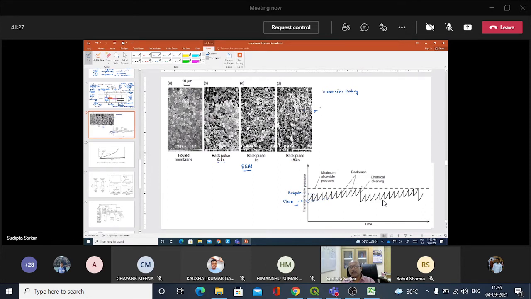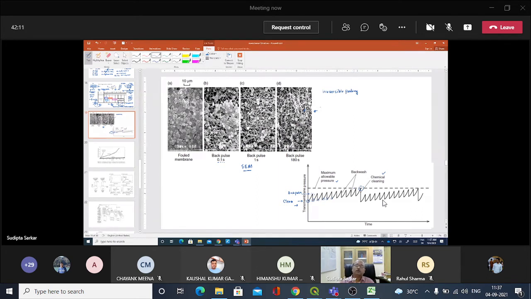and at some point of time your fouled membrane resistance or transmembrane pressure is touching your maximum allowable pressure. So at this point you understand that the next cycle when we run, the cycle length will be lower and our membrane will not be serviceable any longer. So at this point of time, you try to do what is called a chemical cleaning. We will talk about how the chemical cleaning is done.